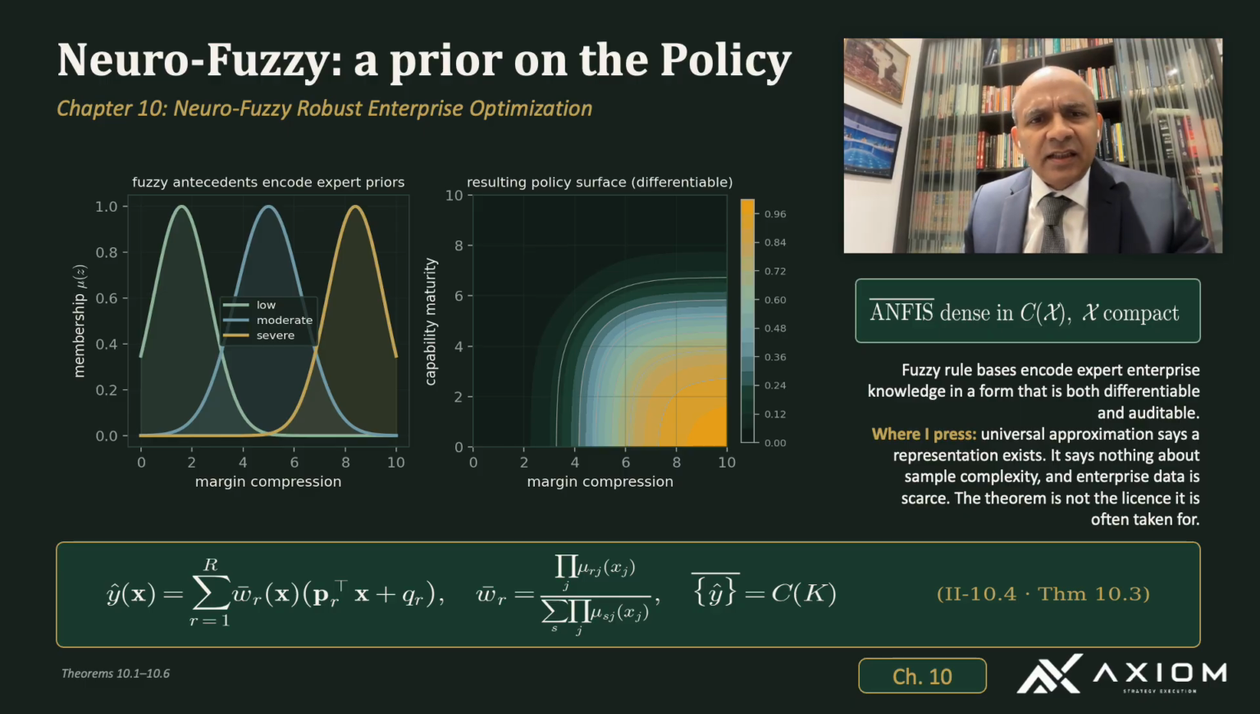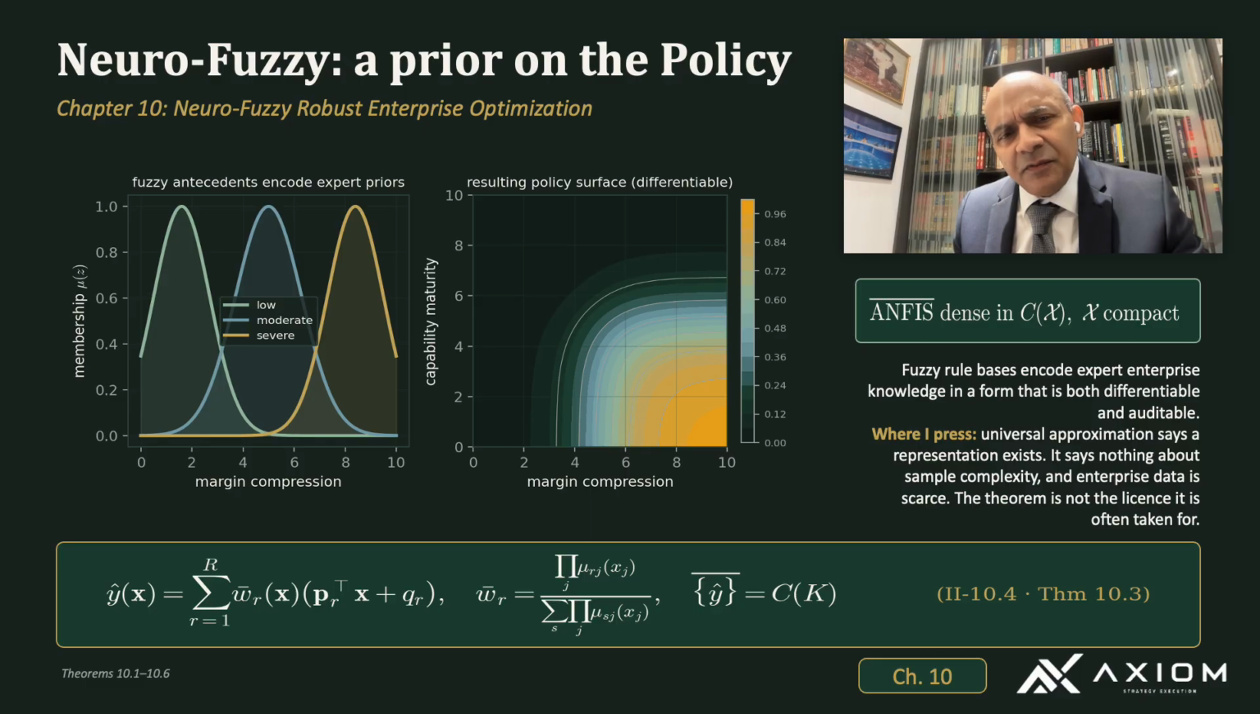The mathematical content is Stone-Weierstrass flavored, which is a sufficiently rich but simple class of functions that can approximate a much broader class of functions arbitrarily well. Fuzzy rule bases let you encode expert enterprise knowledge. For example, if margin compression is severe and capability maturity is low, then we can say that the transformation intensity should be moderate, in a form that is both differentiable and auditable.